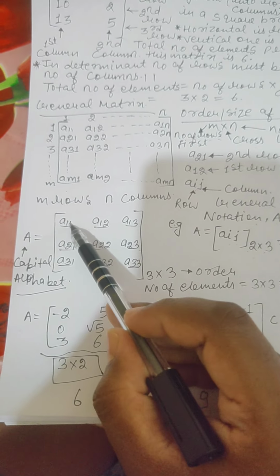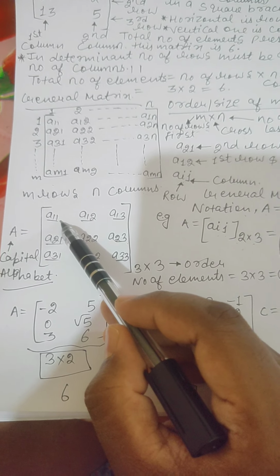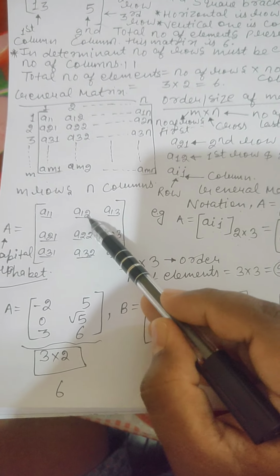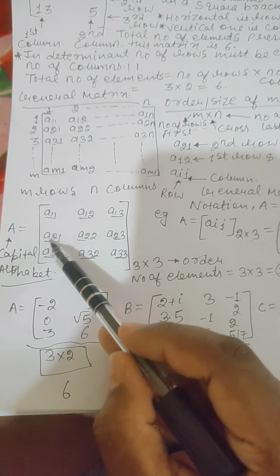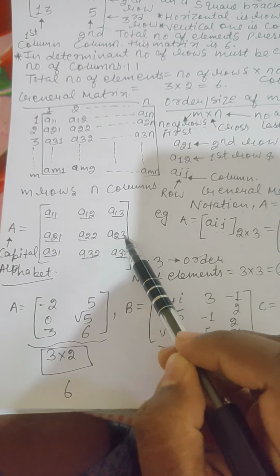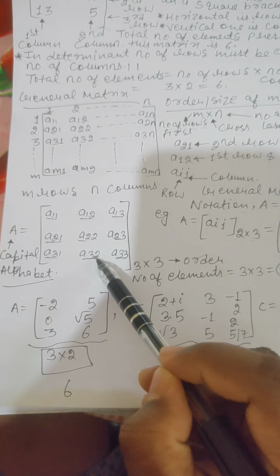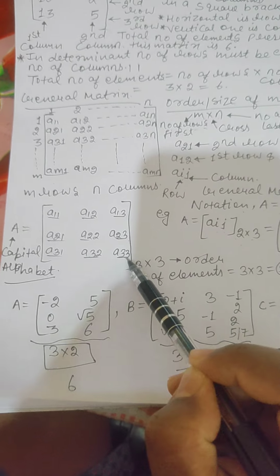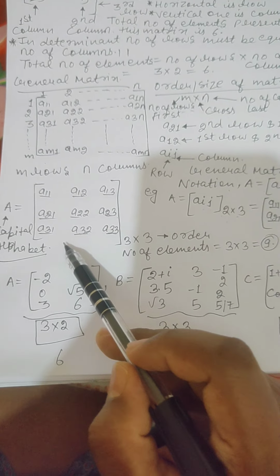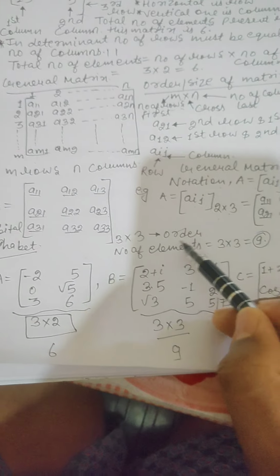So what are the elements present? Row 1 column 1, then row 1 column 2, row 1 column 3, row 2 column 1, row 2 column 2, row 2 column 3, and row 3 column 1, row 3 column 2, and row 3 column 3. So this is a 3 cross 3 matrix. We have to find out the total number of elements present in it.